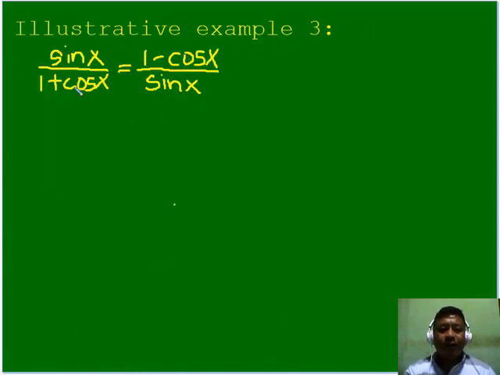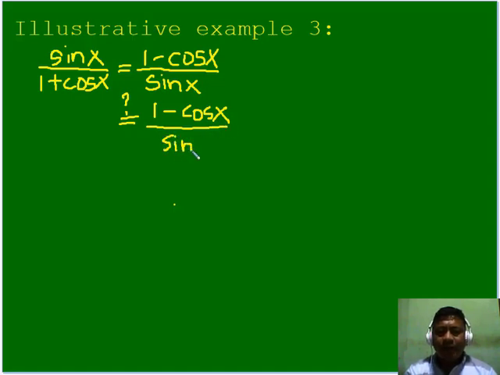Sine x over 1 plus cosine x is equal to 1 minus cosine x over sine x. As you can see here, guys, both sides are complicated. So we can choose any of the two sides to determine whether they are equal. So from here, I will be choosing the right side of the equation. 1 minus cosine x over sine x.